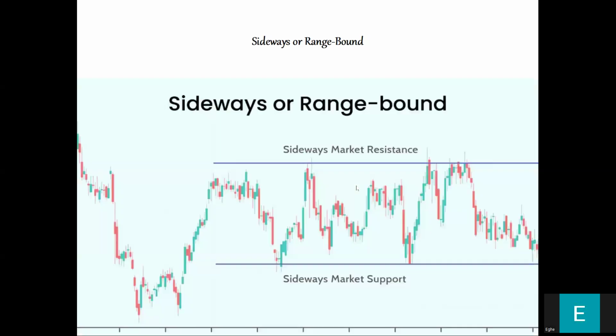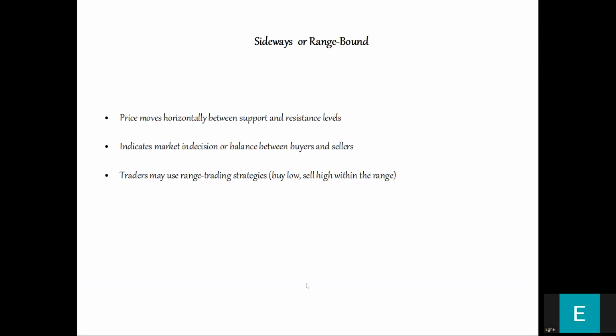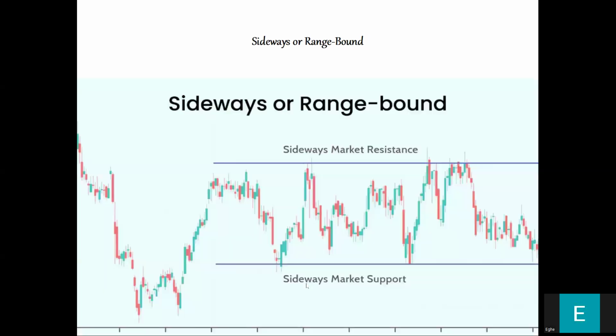So when we talk about a sideways or range bound market, this is how it looks. It's just bouncing. This is a resistance level. This is a support level. Remember, I told you resistance is like a ceiling, then support is like a floor. So price will come down, go up, touch here, come down, go up again. Maybe sometimes it will not get there, it will come down.